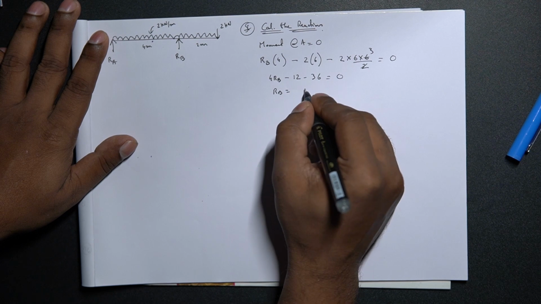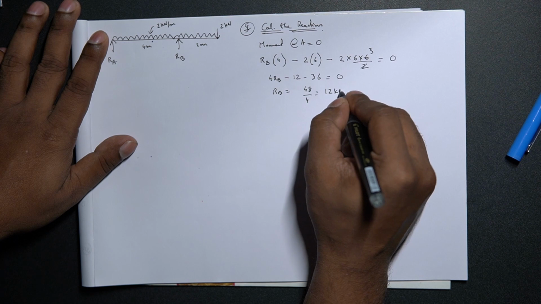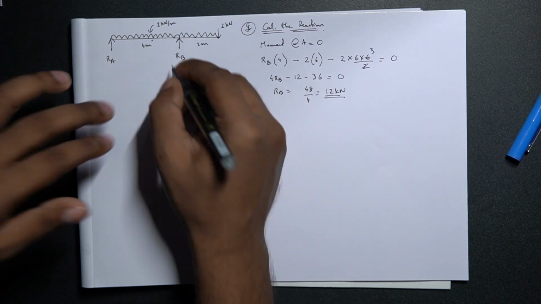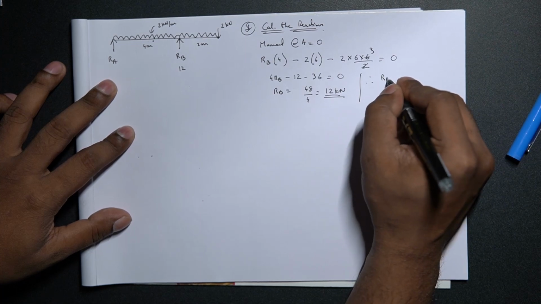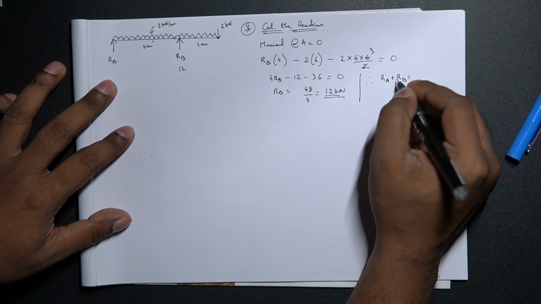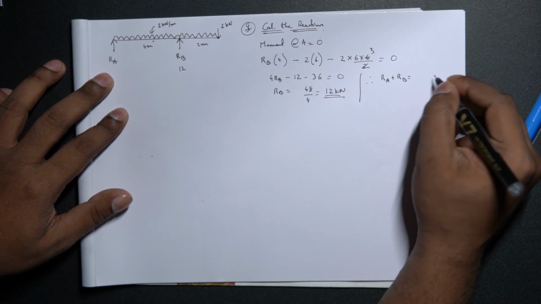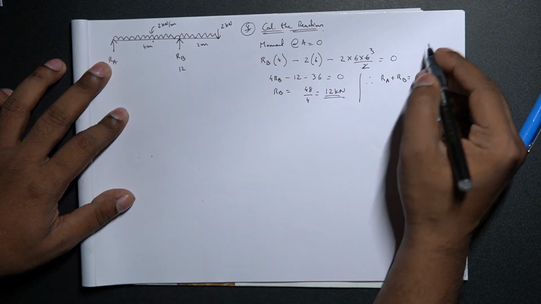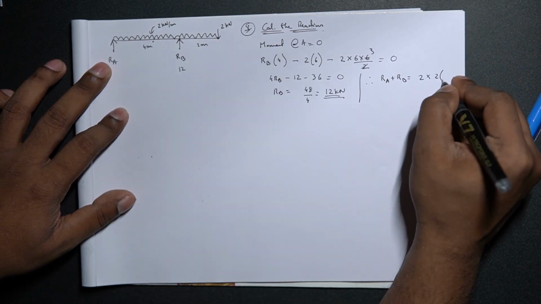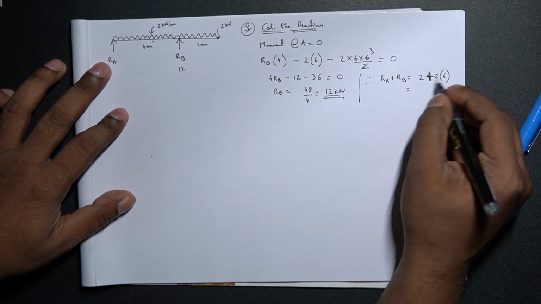RB equals 48 by 4, that would be 12 kilonewtons. So my RB is equal to 12 kilonewtons. Therefore my RA plus RB combined is equal to 2 kilonewtons acting from top plus the entire UDL, 2 into 6, this is a positive plus, so this would give us 14.